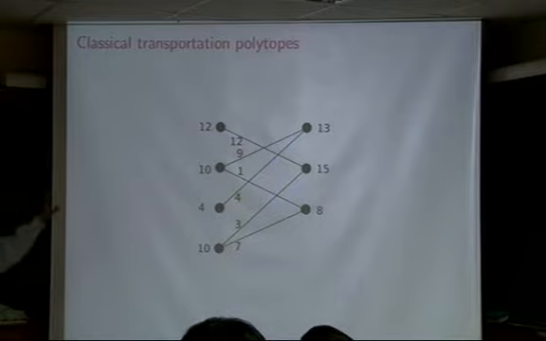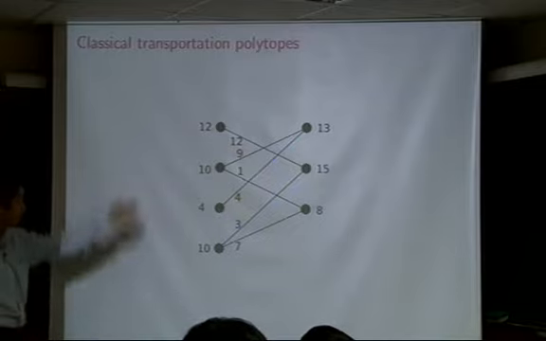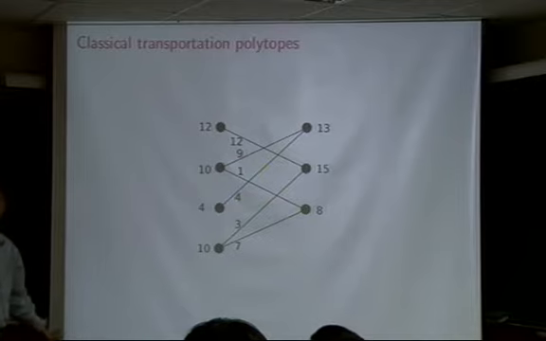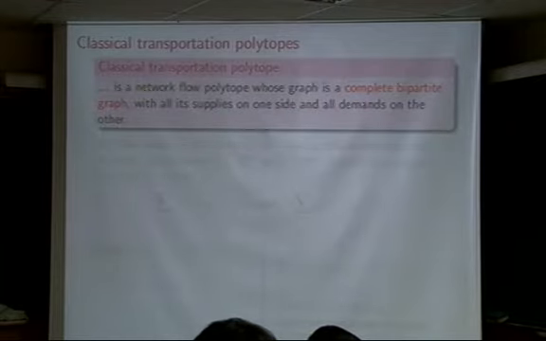Okay, so this flow, this vector, has a lot of zero coordinates as well, but it is going to give you one point inside the associated polytope. Or to make sure that we have this done correctly, we have a network flow polytope, which is a complete directed bipartite graph, and all the supplies are one of the vertex classes and all the demands are the other. And so then we're looking at all the possible flows.